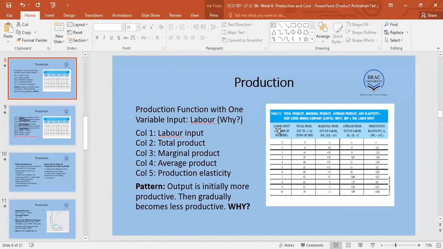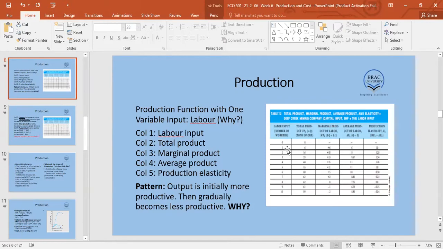This is table number 7.2 in your text. Look at the columns. We are just interested in the 4 columns. Labor input, it's increasing from 0, 1, 2, 3 up to 10. The second column is the total product, meaning total output. Third column is the marginal product. Fourth column is the average product.